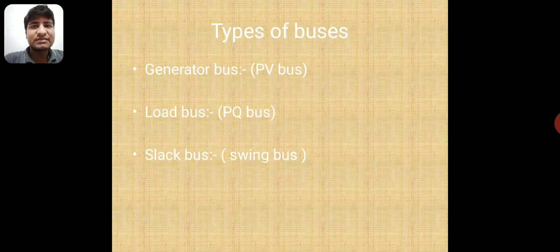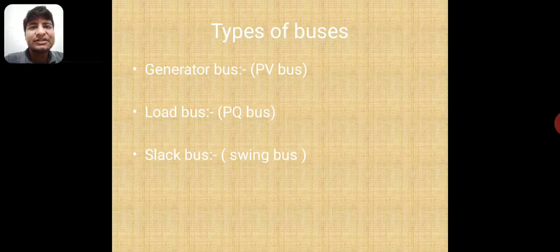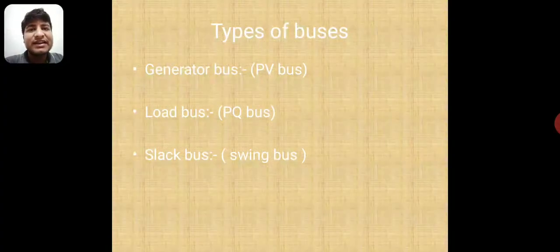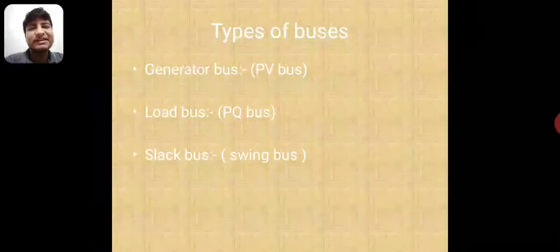Third one is slack bus. Slack bus is also called swing bus because the system losses are undefined precisely before the load flow solution. So it is not possible to identify the real power injected in our power system. Hence we use the slack bus to provide the real power as the losses to our power system. In these buses, the voltage magnitude and the phase angle of voltage are specified.